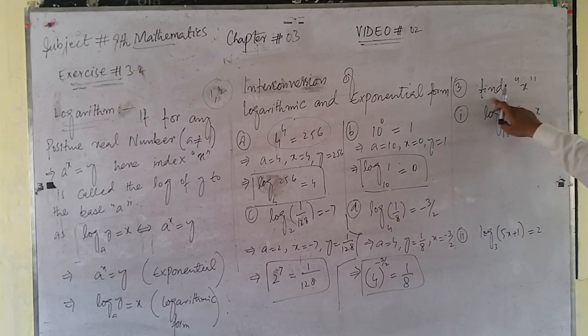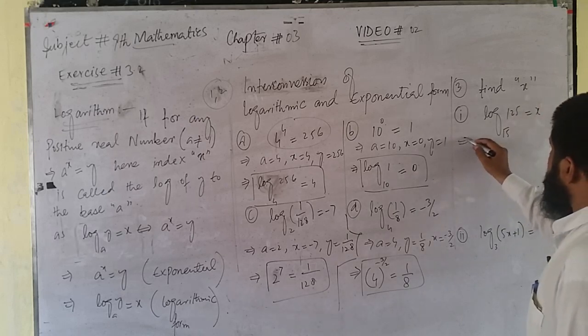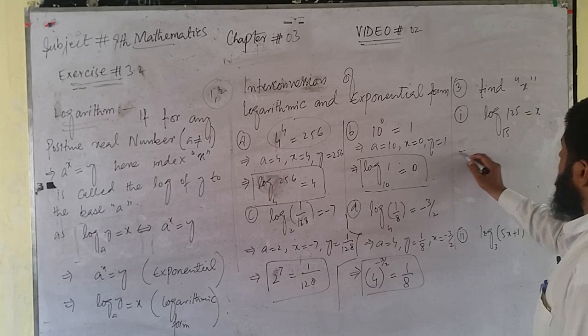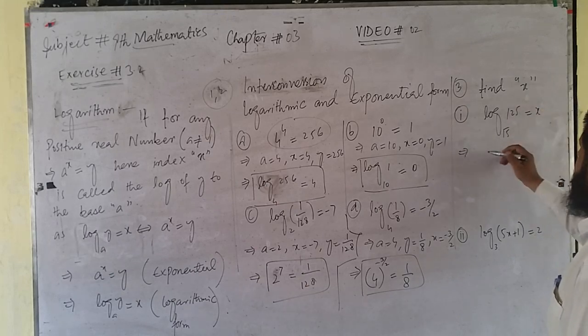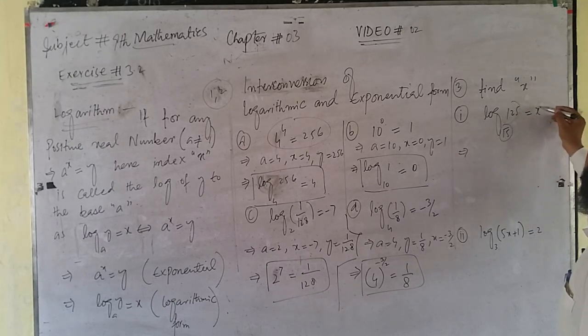Now the third question is to find the value of the unknown, that is x. If the unknown x is given in logarithmic form, then how will we find the value of x? To find the value of the unknown, first of all we need to convert it into exponential form. So how will we convert it? We know that a power x equals y.